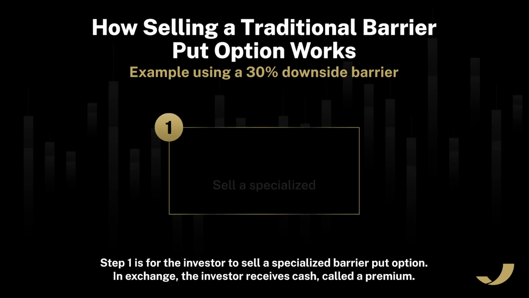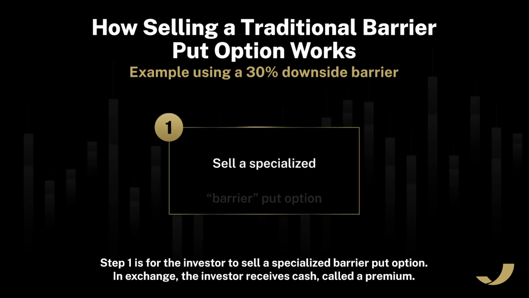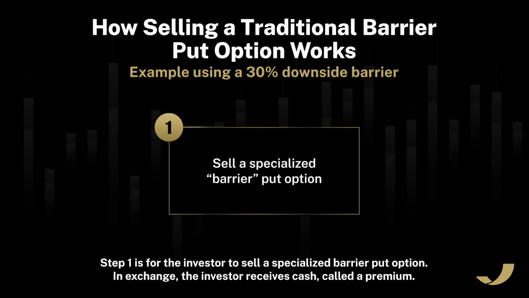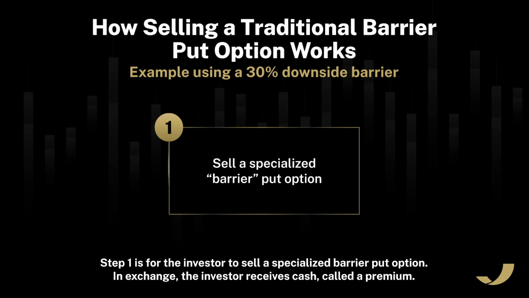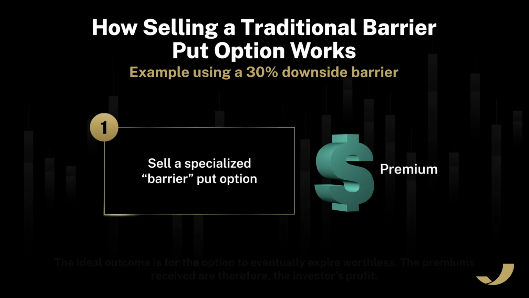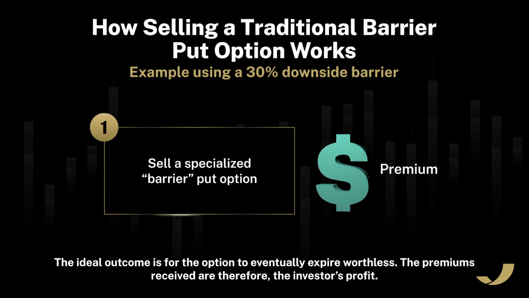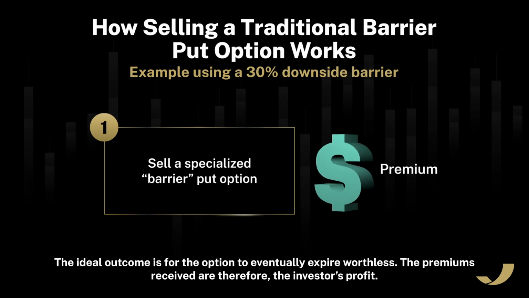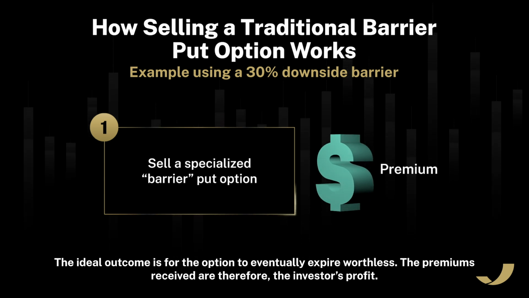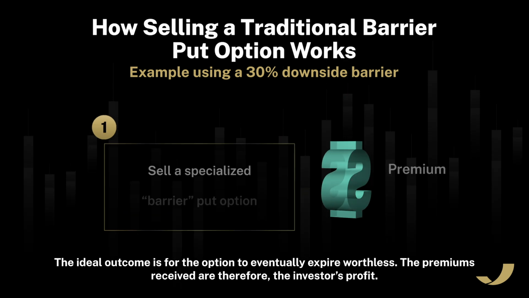Step 1 is for the investor to sell a specialized barrier put option. In exchange, the investor receives cash called a premium. The ideal outcome is for the option to eventually expire worthless. The premiums received are therefore the investor's profit.